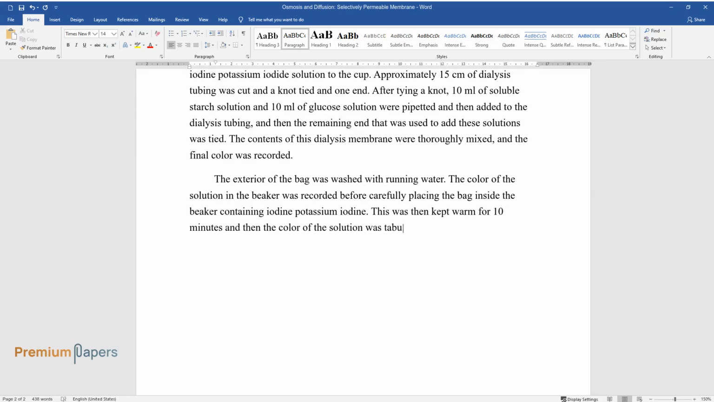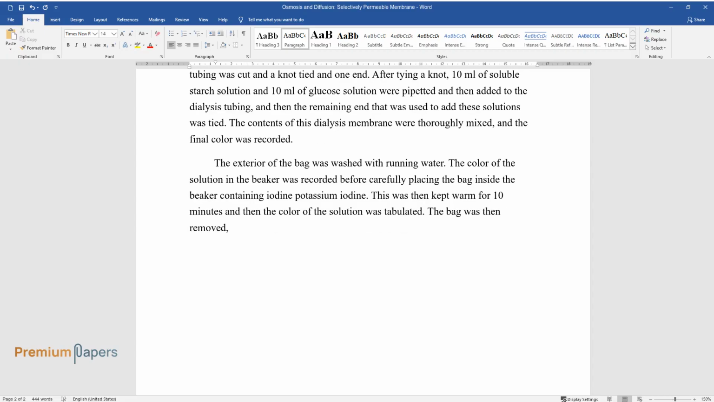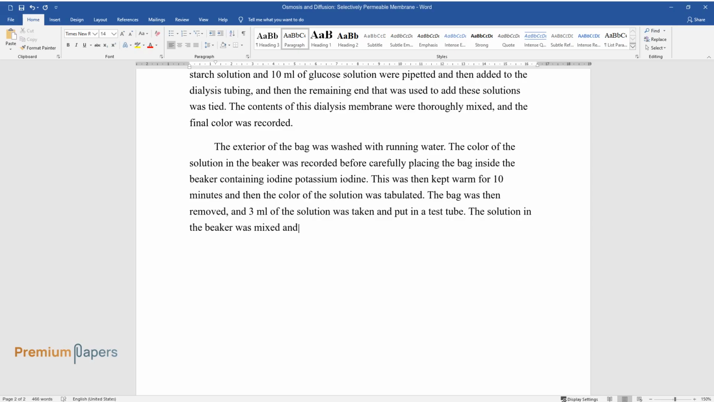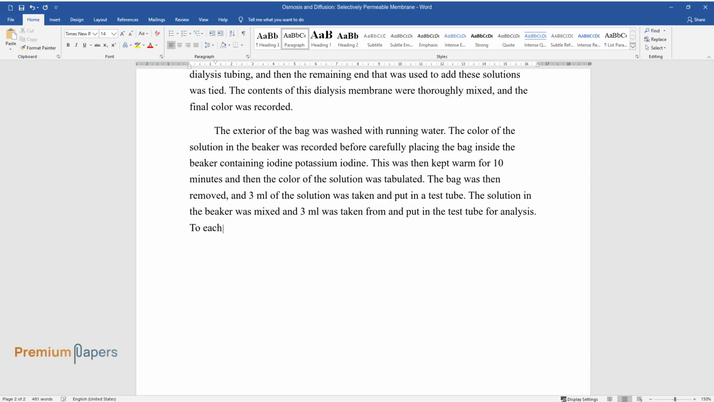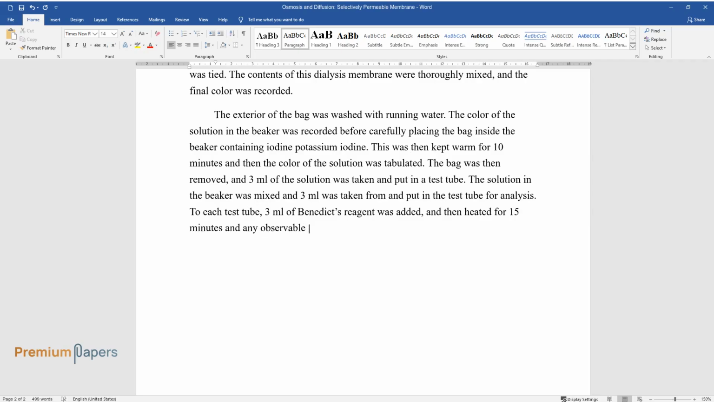The bag was then removed, and 3 milliliters of the solution was taken and put in a test tube. The solution in the beaker was mixed and 3 milliliters was taken from it and put in a test tube for analysis. To each test tube, 3 milliliters of Benedict's reagent was added, and then heated for 15 minutes and any observable change was noted.